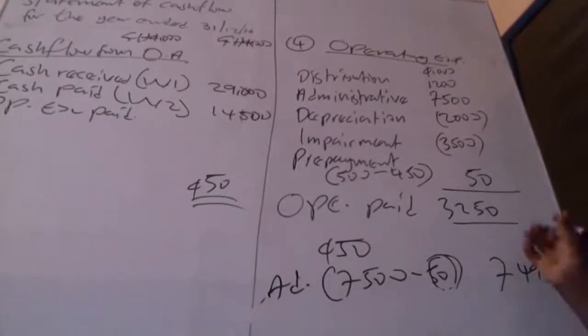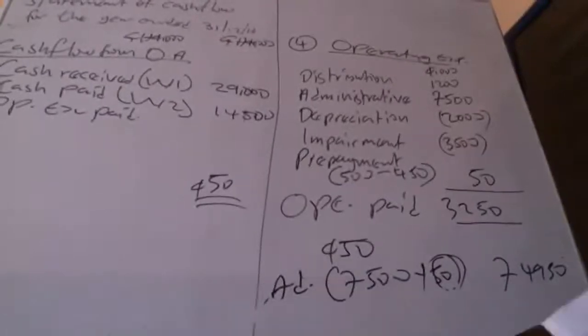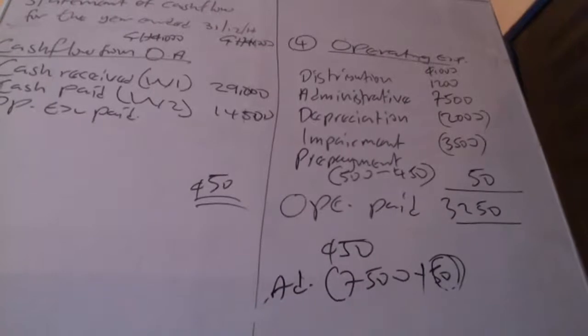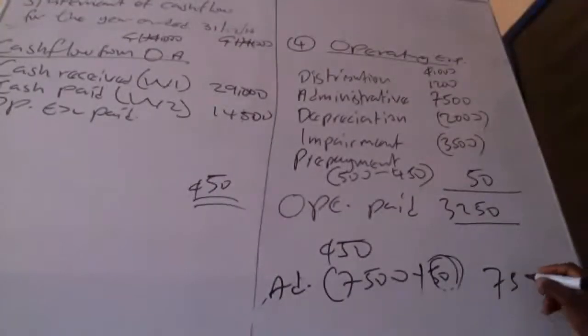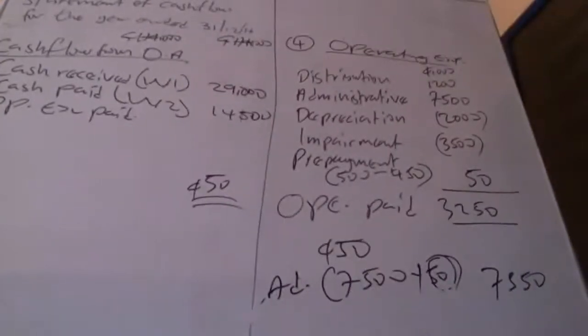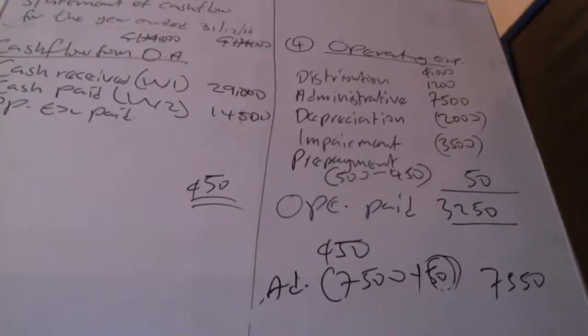You have to do what? Reverse it. So you're adding it back. You have to add back and get the original figure. Original figure of what? Original figure of 7,500 and what? 50. Good. That is it. So over here, it is to be 7,550.